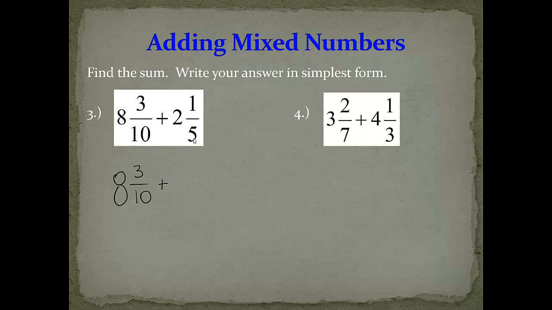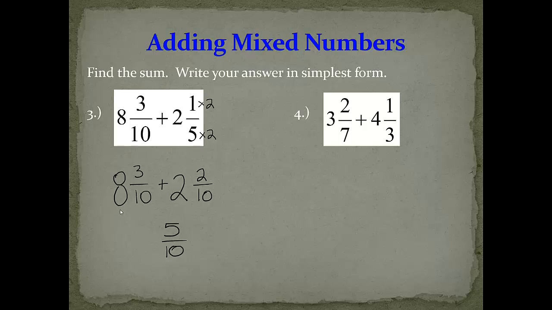For my second mixed number, the fraction has the denominator of 5, so I will multiply by 2 to get a denominator of 10. So my whole number stays the same, it stays 2, and my fraction would then be 2/10. Now I will add my fractions. 3/10 plus 2/10 would be 3 plus 2 is 5, so 5/10. Remember, the denominator stays the same.